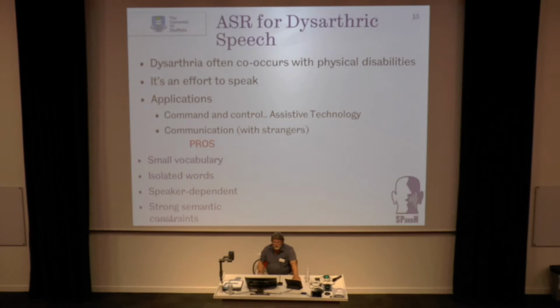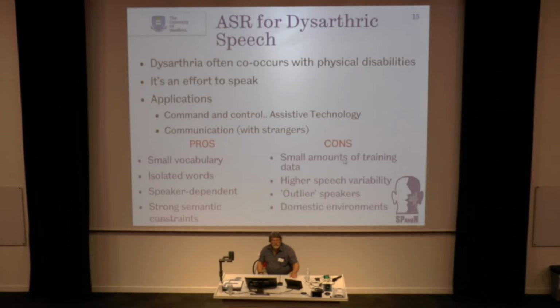So if you think of this as an ASR problem, then on one hand you could say, oh, it's a simple problem. If you think of command and control, there's a small vocabulary of isolated words. It's speaker dependent, okay? And there's strong semantic constraints. So if you're controlling your television, sort of TV channel 7 kind of thing, you can restrict the perplexity at each point.